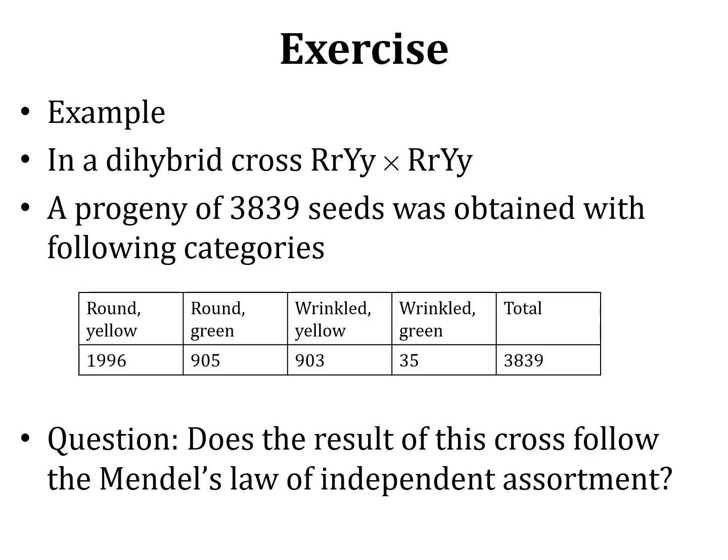And this is another exercise. In a dihybrid cross, a progeny of 3,839 seeds was obtained with following categories. So this is another example, and the question is, does the result of this cross follow Mendel's law of independent assortment? So again, you have to state your hypothesis, you have to choose what kind of statistical test you are going to use, and then you have to calculate your expected frequencies under your proposed null hypothesis, and then you have to calculate the chi-square value, compare it with the table value, and after you have done your comparison, then you have to state your results in a proper form.